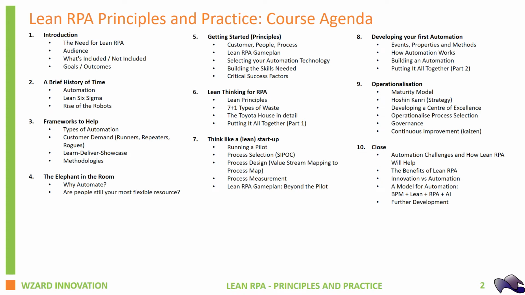In Chapters 1 and 2, we looked at why we believe there's a need for Lean RPA and also looked at some of the history to automation and to Lean Six Sigma and the current state of market. Now we're going to look at some of the frameworks to help you introduce Lean and RPA to your customers, stakeholders and clients as we start to look at frameworks to help.